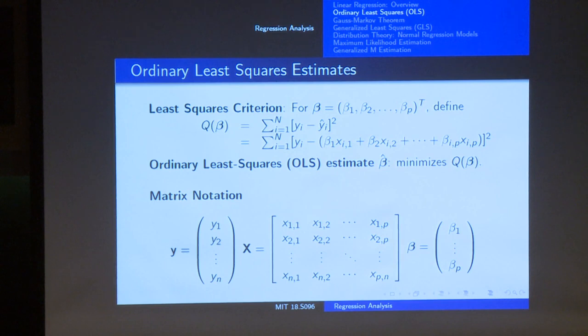In order to solve for this, we're going to use matrices. We take the y vector, the vector of n values of the dependent or response variable, and X, the matrix of values of the independent variables. It's important in this setup to keep straight that cases go by rows and columns go by the independent variables.